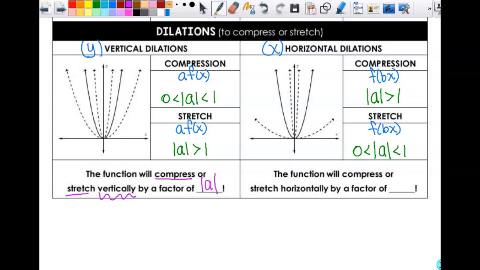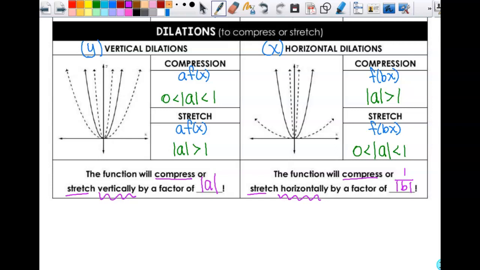For horizontal, it will compress or stretch horizontally by a factor of 1 over the absolute value of b. So if it's 3x, then it'll compress by 1/3. If it's 1/2 x, then it'll stretch by 2. We use the reciprocal, and it's the opposite. Okay? But they're all absolute values because the negative does the reflection. It's a totally different thing. Okay? We all good so far?